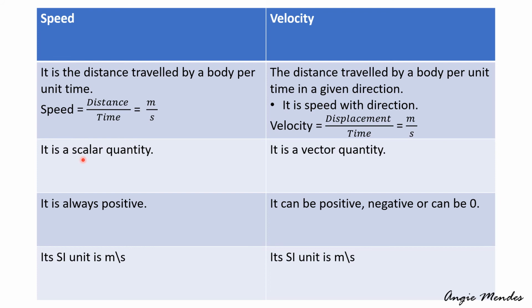Speed is a scalar quantity. We take into account only the magnitude, and velocity is a vector quantity. We take in magnitude as well as direction. Speed will always be positive. Velocity can be positive, negative, or can be zero.